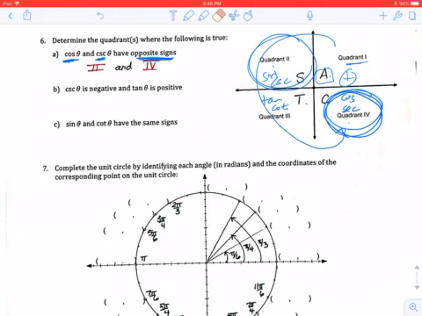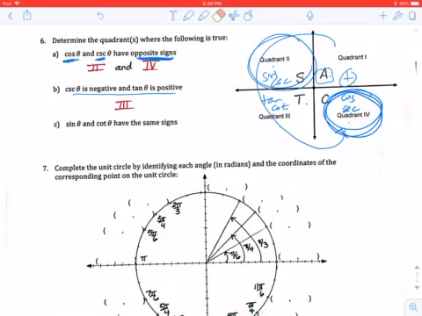Where's cosecant negative and tangent positive? Cosecant is negative and tangent is positive. Well, that's got to be quadrant 3 because that's where tangent's positive and the other one's negative. In quadrant 1, tangent's also positive, but so is cosecant, so that wouldn't work.